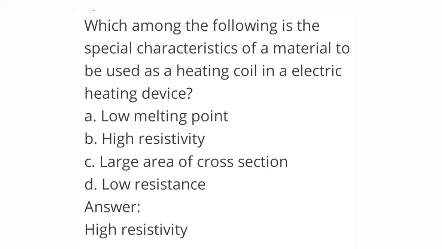Which among the following is the special characteristic of a material to be used as a heating coil in an electric heating device? A. Low melting point, B. High resistivity, C. Large area of cross section, D. Low resistance. Answer, high resistivity.